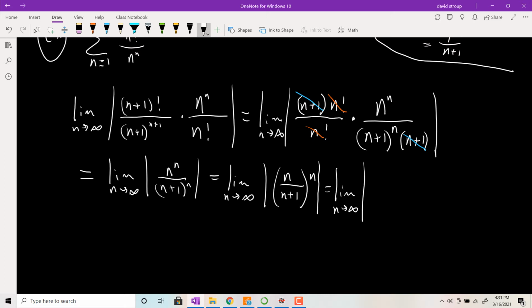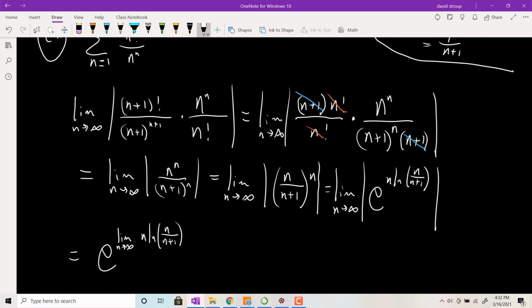Okay, so once we get it in this form, we could take the limit as n goes to infinity of e to the n ln of n over n plus 1. Then we can move the limit inside the exponential, and then we can drop the absolute value signs. We don't need those anymore. And we'll have the limit as n goes to infinity of n times the ln of n over n plus 1, which is infinity times 0 form.